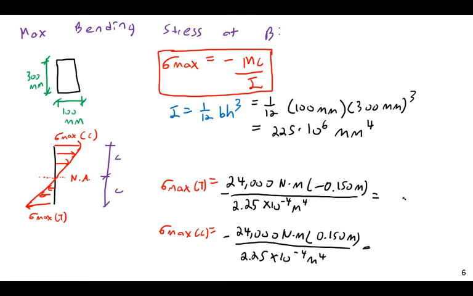And so this will come to 16 megapascals. Just to make clear, this is the max stress in tension, 16 megapascals, and the max in compression is negative, like we'd expect, negative 16 megapascals. So in this case it's symmetric, although it need not necessarily be. And there you have it.